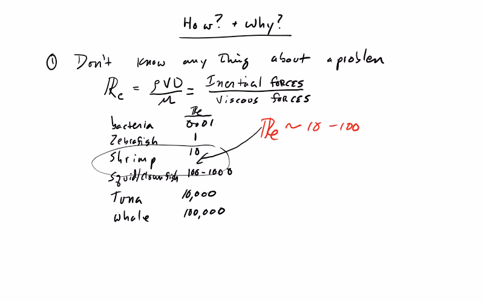So one reason we care about the Reynolds numbers, if I don't know anything about dimensionless numbers, if I don't know anything about a problem and I calculate the dimensionless number, it gives me insight into the problem. So that's a really important thing. When I don't know the physics of a problem, the Reynolds number, the dimensionless parameters, can give me insight.